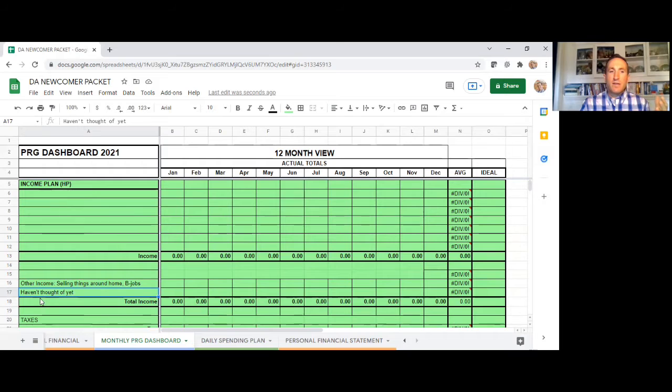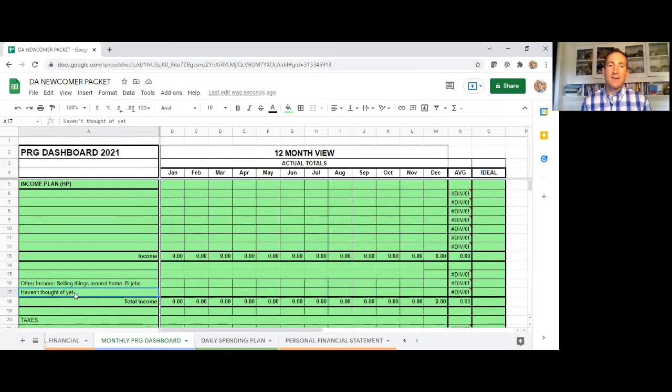And so this little line here, number 17, it says, haven't thought of yet. My two PRG guys said, Matt, this is where you're leaving it open for God to put things in your life, put opportunities in your life that you haven't thought of yet. And so we're going to just call this line, haven't thought of yet.